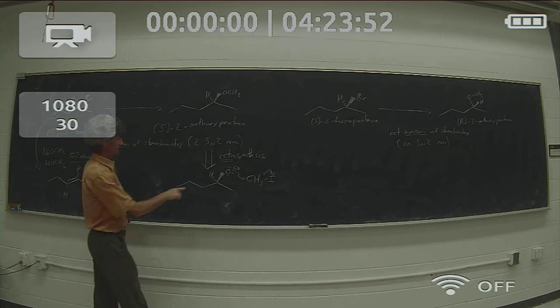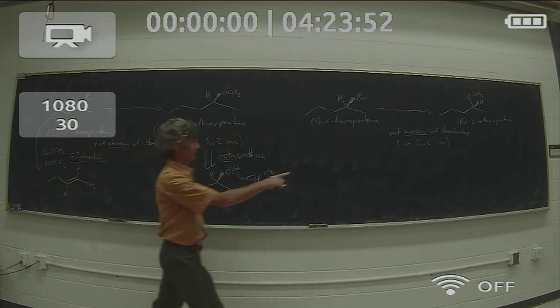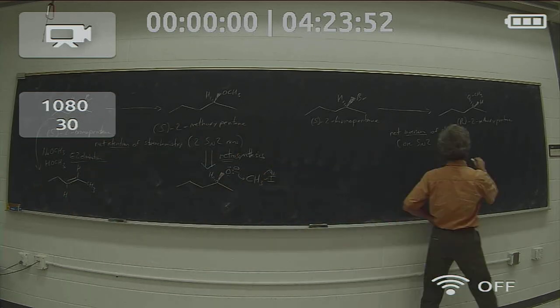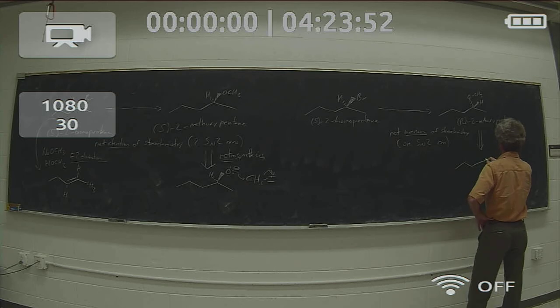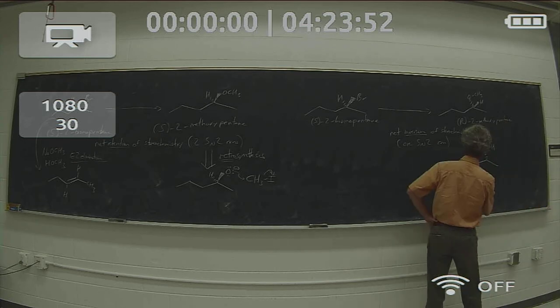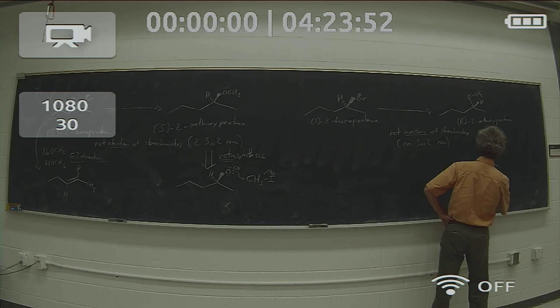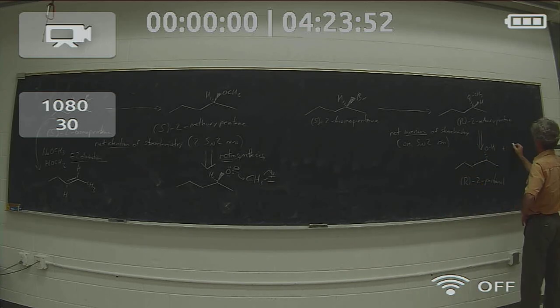And all we would need is to make sure we have the S isomer of the alcohol, or in this case, the R isomer of the alcohol. So working backwards, what we need is R-2-pentanol and methyl iodide.